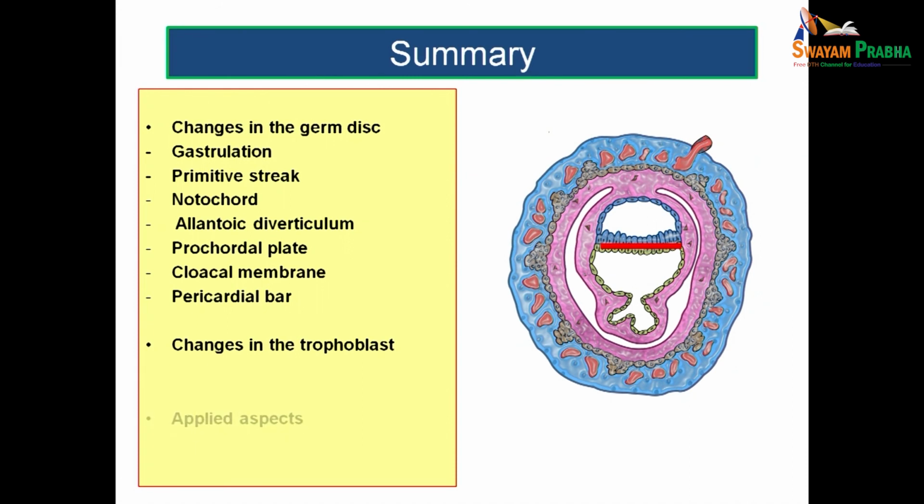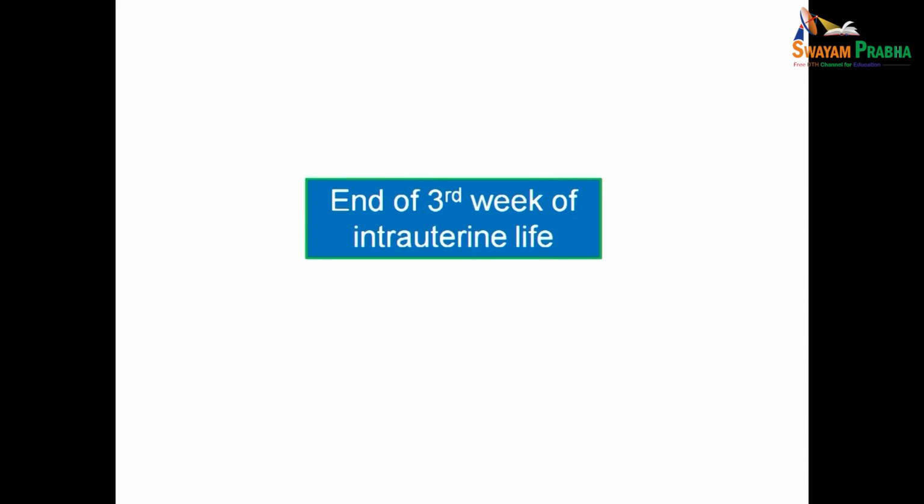We also discussed the changes happening for the trophoblast, that is, by the end of the third week we have the tertiary villi formed, the tertiary chorionic villi, because by the end of the second week we had only primary villi. It was actually undergoing a process of development whereby by the end of the third week we have tertiary chorionic villi. So, all these are the changes which we can expect in the third week of intrauterine life.